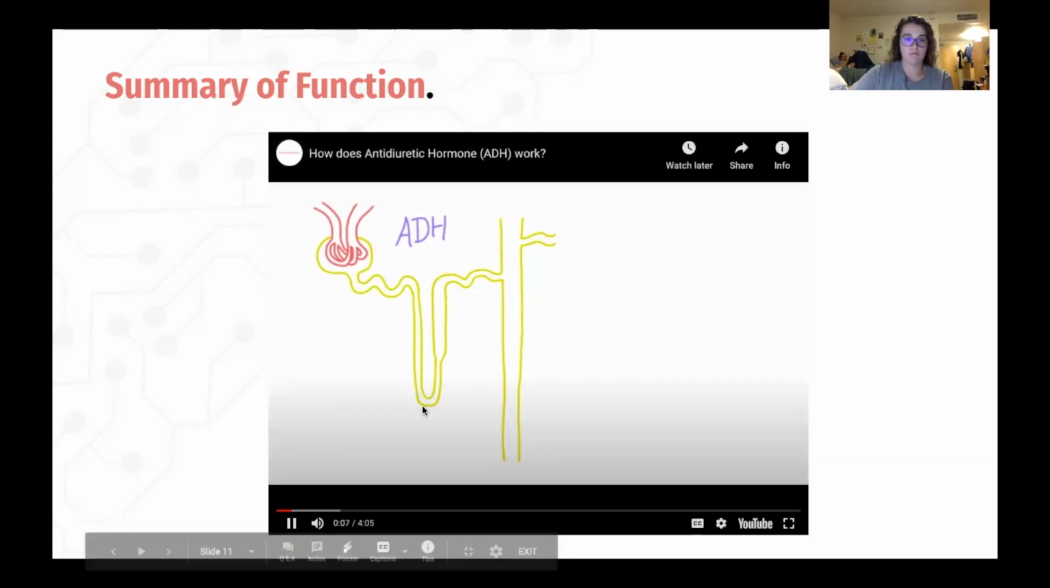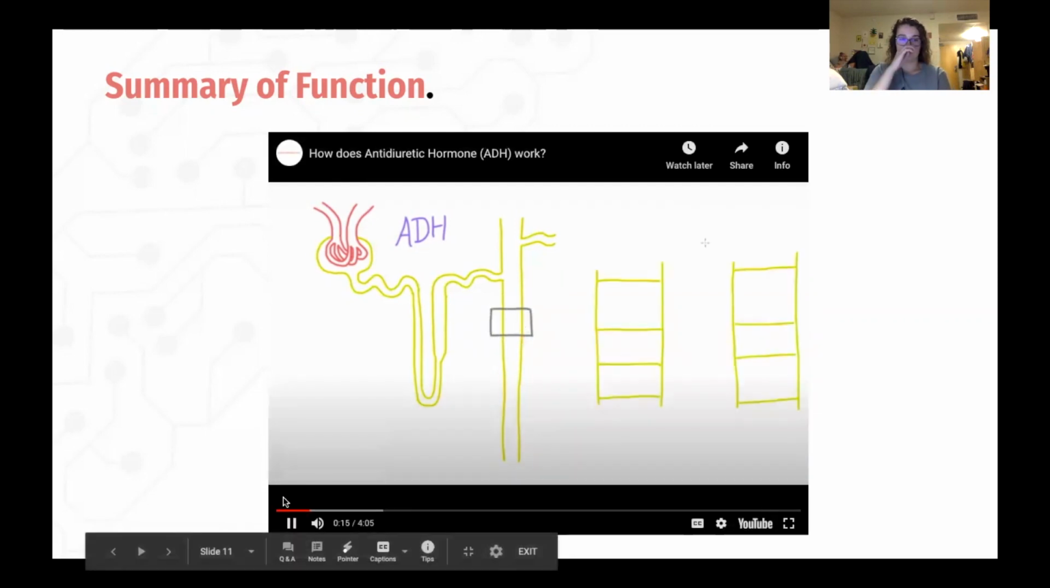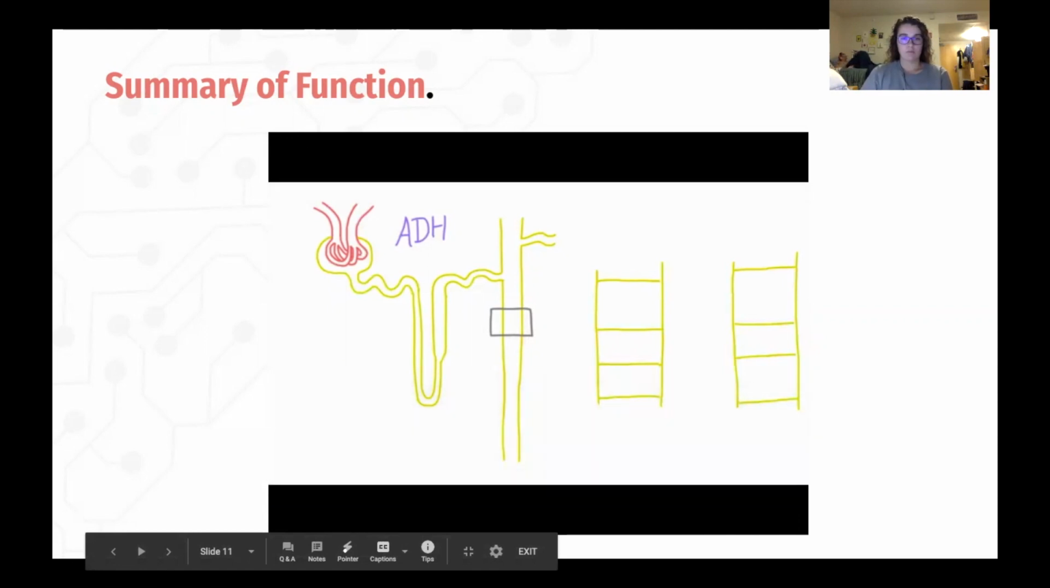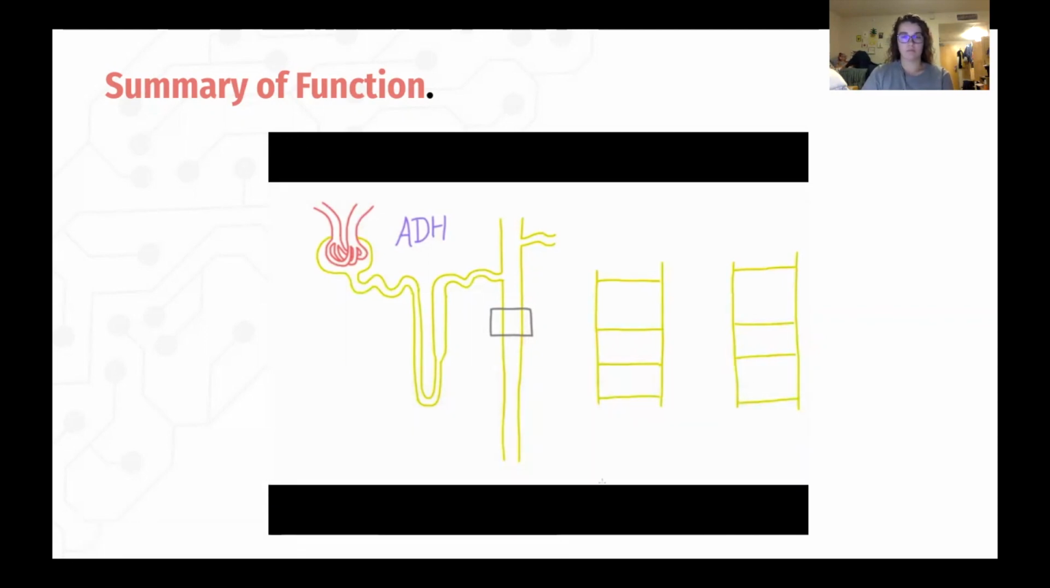Now let's talk about how it works. So the part of the kidney that ADH acts on is here. It's the collecting duct. So let's zoom in on a little piece of the collecting duct. So here's a zoomed in version of the collecting duct. And what ADH does is it comes over, and we'll draw it as these little circles, and it binds to receptors on the principal cells in the collecting duct. So not the intercalated cells, but the principal cells.